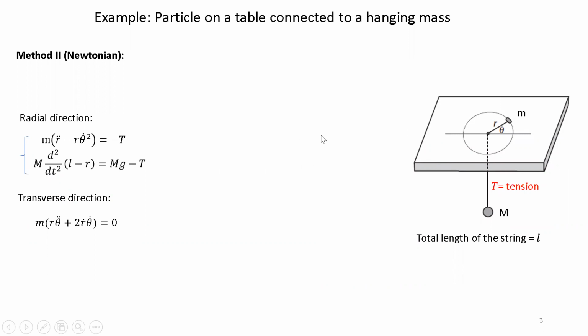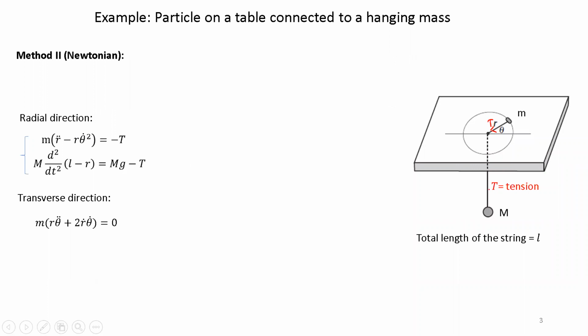that's also in this example not too difficult, because all you need to do is to find out the radial component of the force acting on the particles and the transverse component. For the small mass, the only force acting on it is the tension in the string. So here I write this minus T equals m times the acceleration in the radial direction.